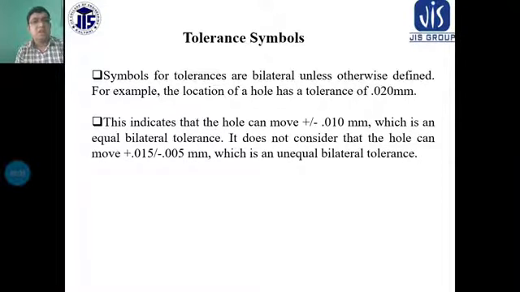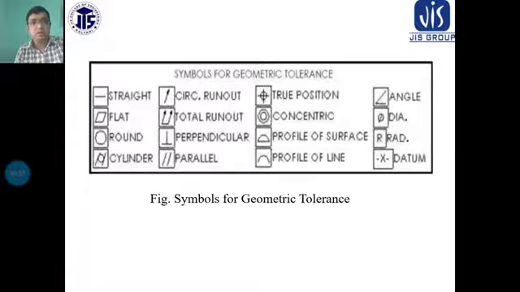It does not mean that the hole can move plus 0.015 or minus 0.05 millimeter, which is not an equal bilateral tolerance.